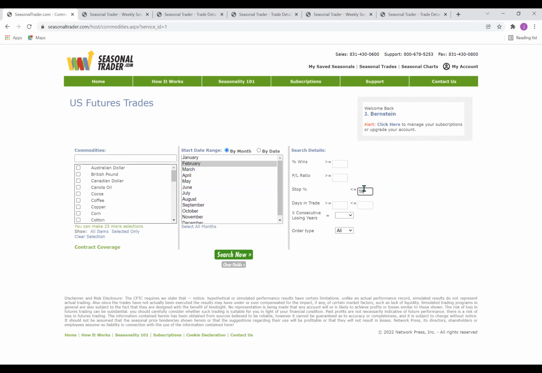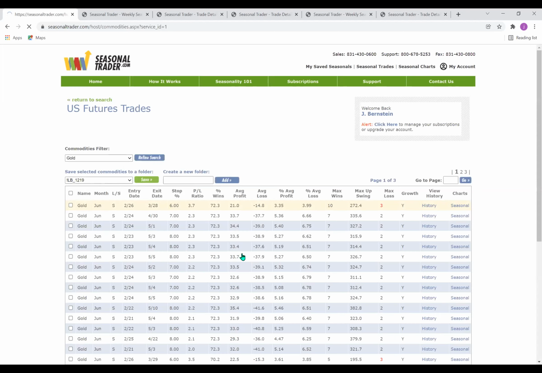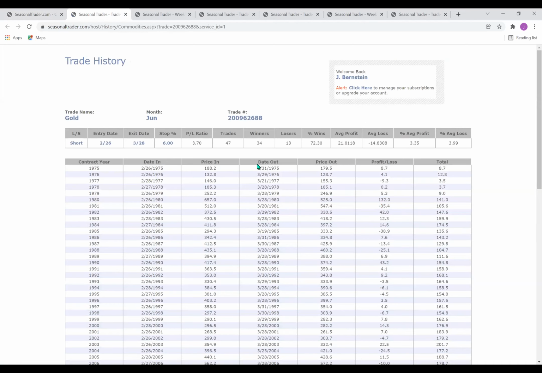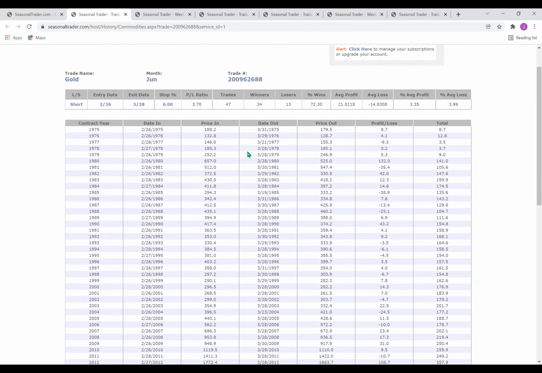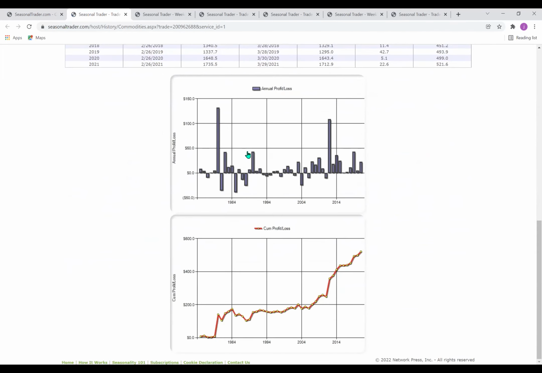So we can do this research and find completely mechanical trades. Let's find it. Here we go. So here is our trade, February 26th through March 28th, short gold, 6% risk. Let's look at the track record. Here's the history. 47 years of history. And here it is. Nice track record. A few losing years, but the losing years have not been so big. And the growth curve, very positive.